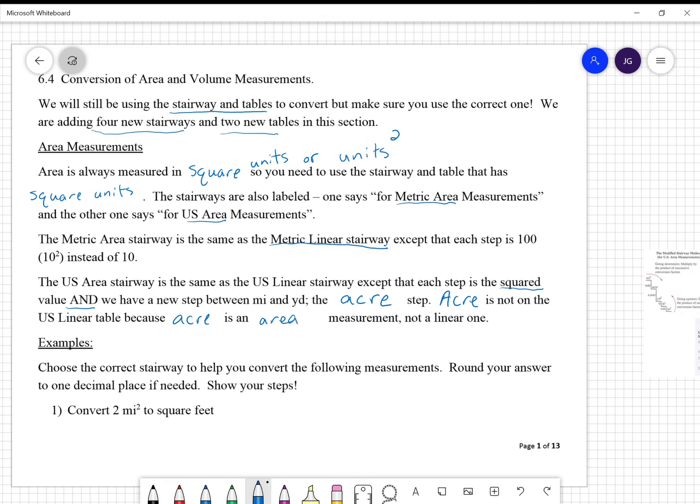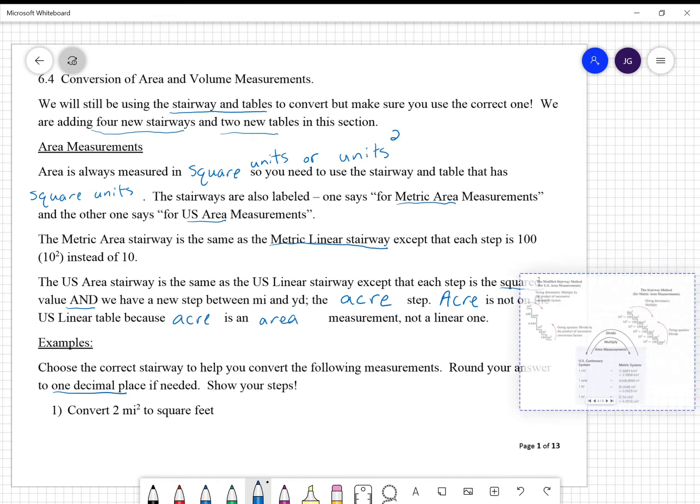Okay, so let's look at some examples. Choose the correct stairway to help you convert the following measurements. Round your answer to 1 decimal place and show your steps. So I want to convert 2 square miles to square feet.